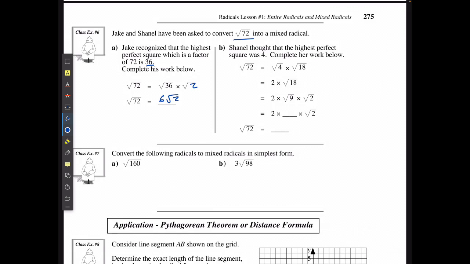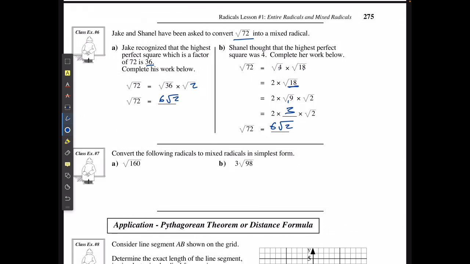Chanel thought the highest one was 4, so she said 72 is going to be 4 times the square root of 18. The square root of 4 is going to be 2 times the square root of 18. And then when she looks at the square root of 18, she knows that 18 can be divided by another perfect square, which is 9. So 2 times the square root of 9 times the square root of 2, or 2 times the square root of 9 is going to be 3, and the square root of 2. 2 times 3 is going to be 6, and the square root of 2. So even though she did it in 2 steps, she gets to the same answer.